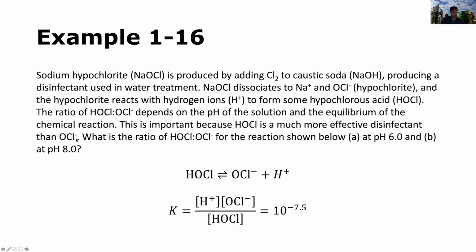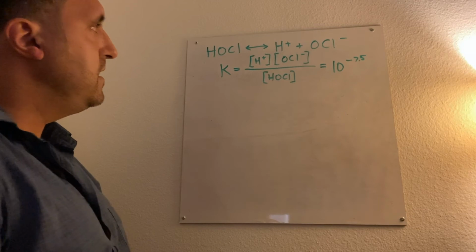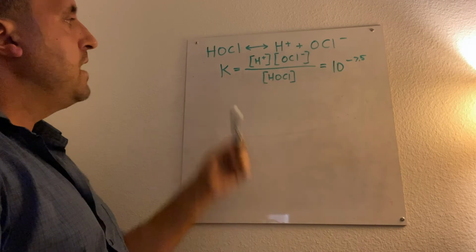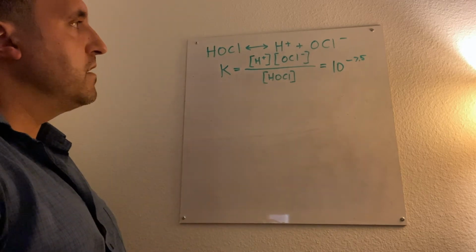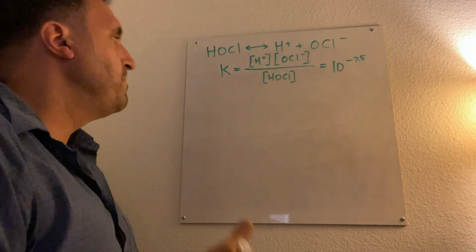This is important to understand from a water treatment perspective because HOCl is a much more effective disinfectant than OCl-. So for this example problem, we want to calculate what is the ratio of HOCl to OCl- for the reaction shown below at pH 6 and at pH 8. And what does that tell you about the efficiency of chlorination at those two different pH levels? This is the reaction of hypochlorous acid dissociating into a proton plus hypochlorite ion. And we have the equilibrium equation here, which has a constant of 10 to the negative 7.5.